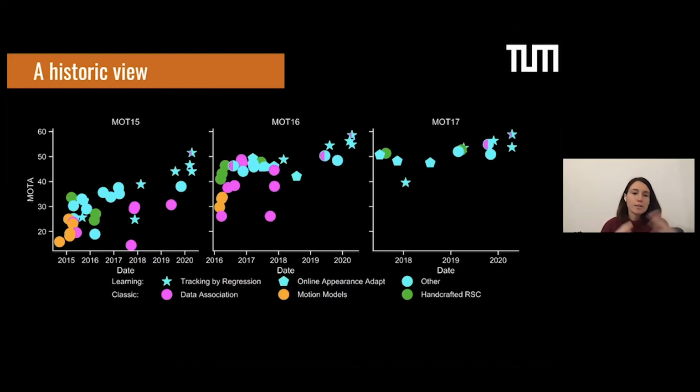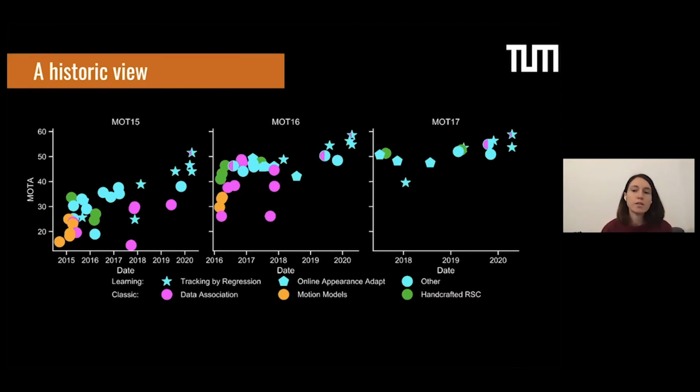Historically, and this is just data from methods published on the MOT Challenge benchmark, which is a benchmark that we have been running since 2014, we recently analyzed all the methods that have been submitted to this benchmark and what kind of techniques they used, to see the trends of the community in trying to solve multiple object tracking.